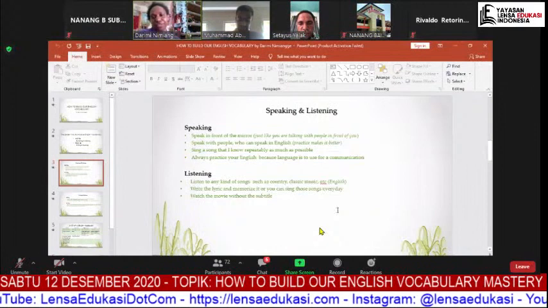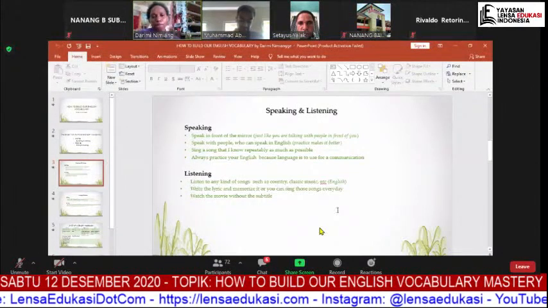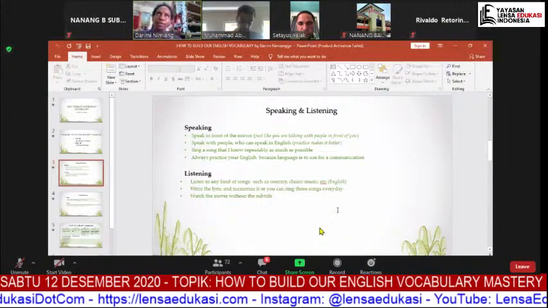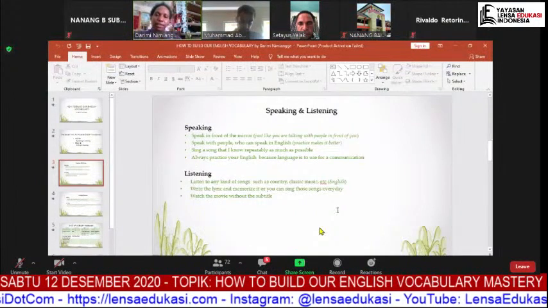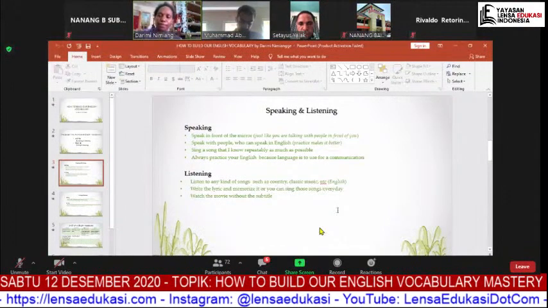And the third is to watch movies without subtitles. If we don't understand, we can use any kind of English movie with subtitles.